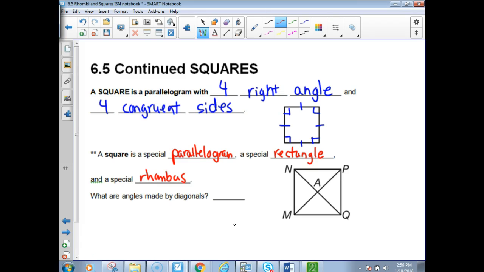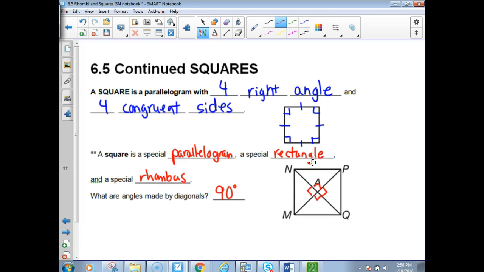What are the angles that the diagonals make then? What would these angles all be? Yep, they're going to be 90, and that's because it's a rhombus. And a square is even more special than a rhombus in that it's got all the properties of a parallelogram, a rectangle, and a rhombus. The sides are also all equal.